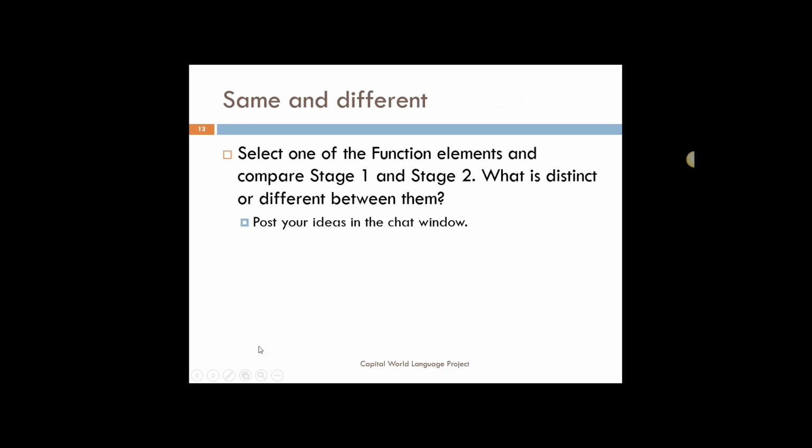Okay. Take a look at the function elements of stage 1 and stage 2 and compare. Pick one of them. It's like 1.4 and 2.4. What is different? What is the hallmark of moving into stage 2, for example? And you can go ahead and post that in the chat window, or if you'd like to speak, that works too.